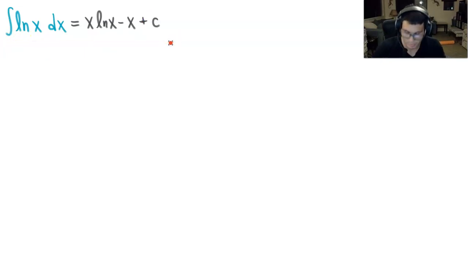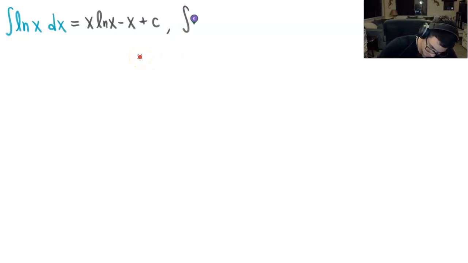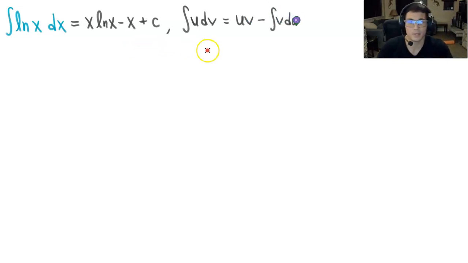Okay, so let me write out the formula that we're going to use. It's going to be the integral of u dv, and this is equal to uv minus the integral of v du. So yes, this is integration by parts. We will use integration by parts to get to this.